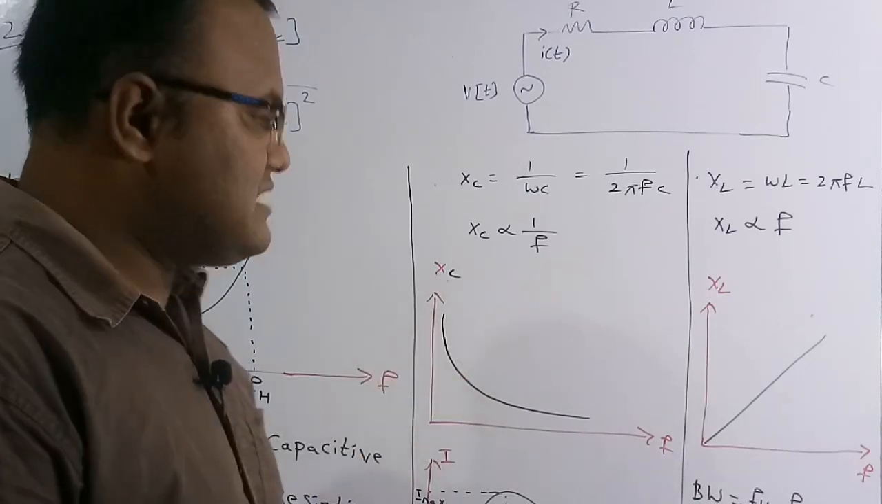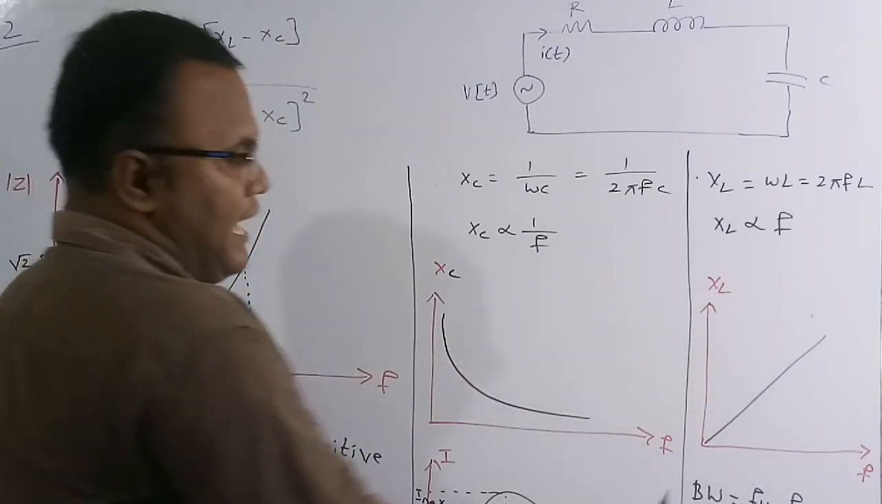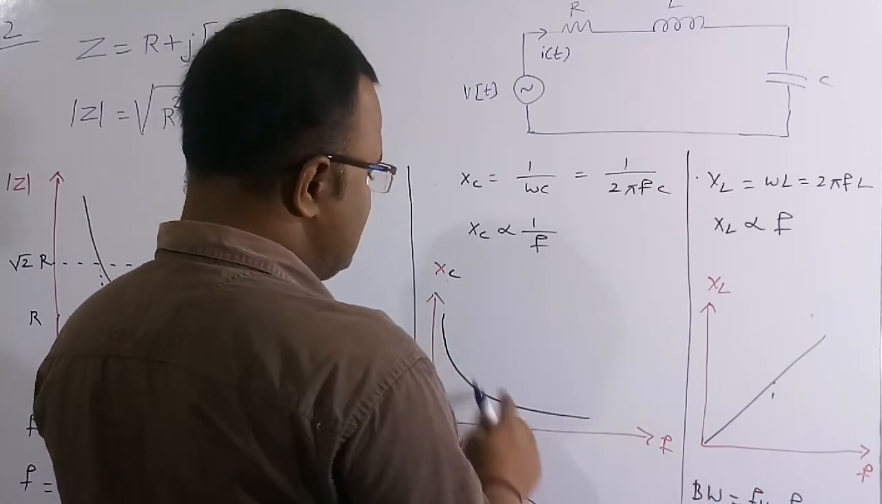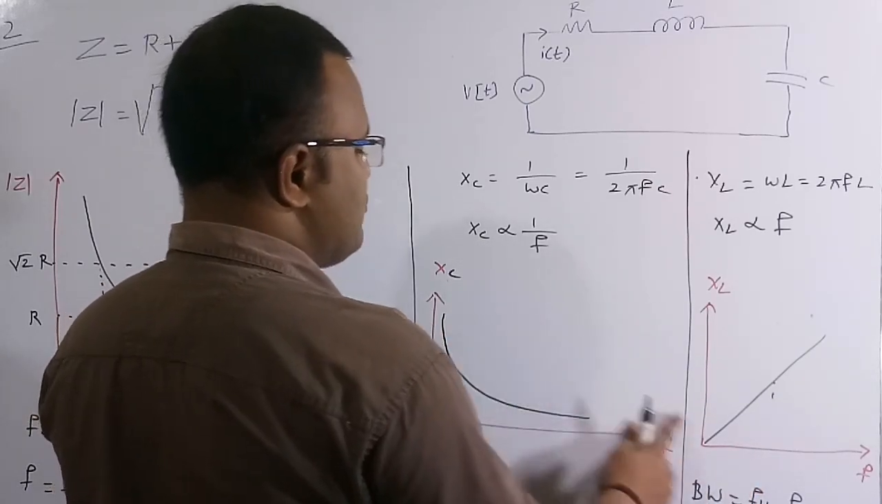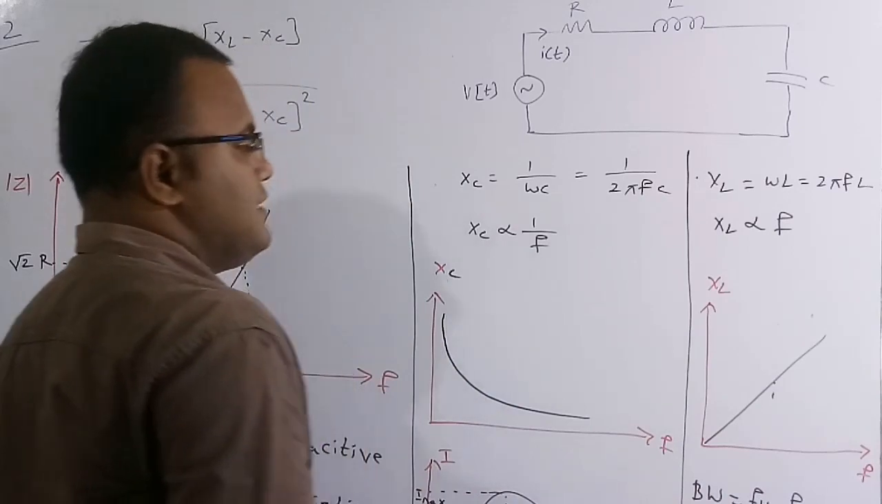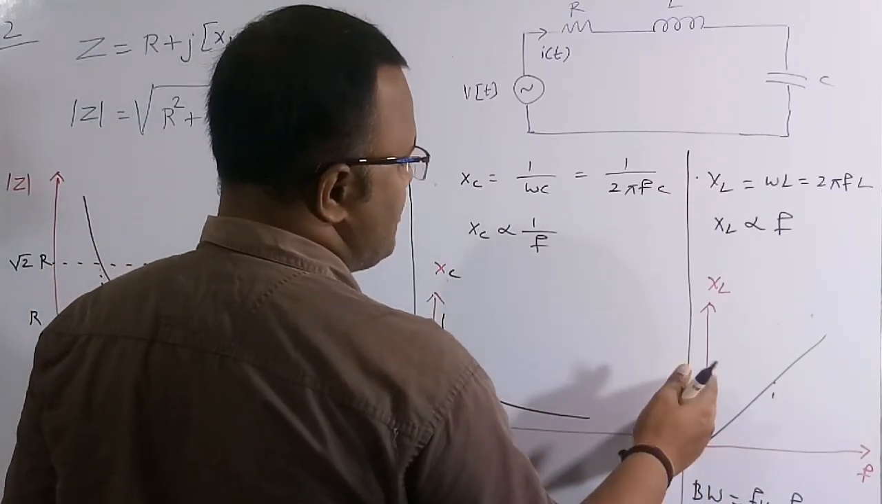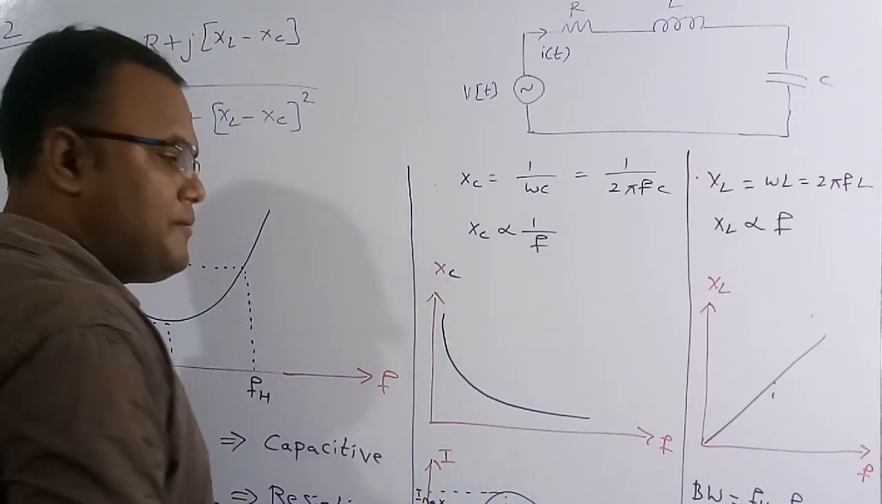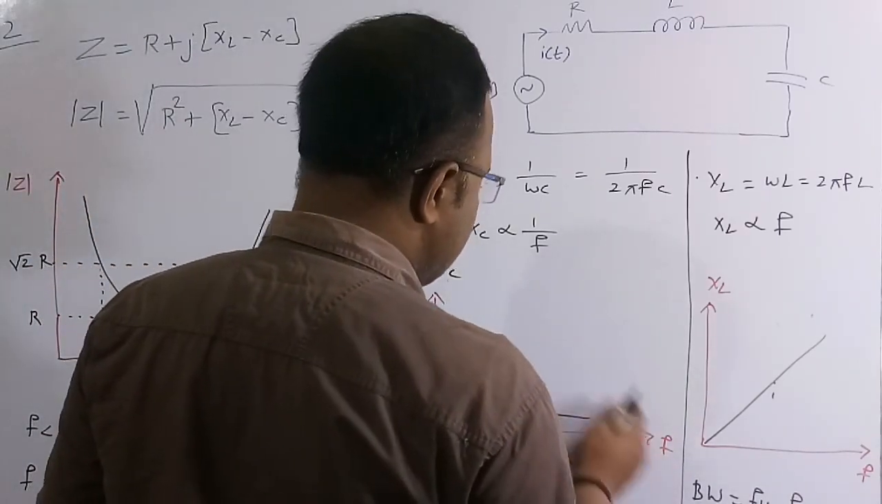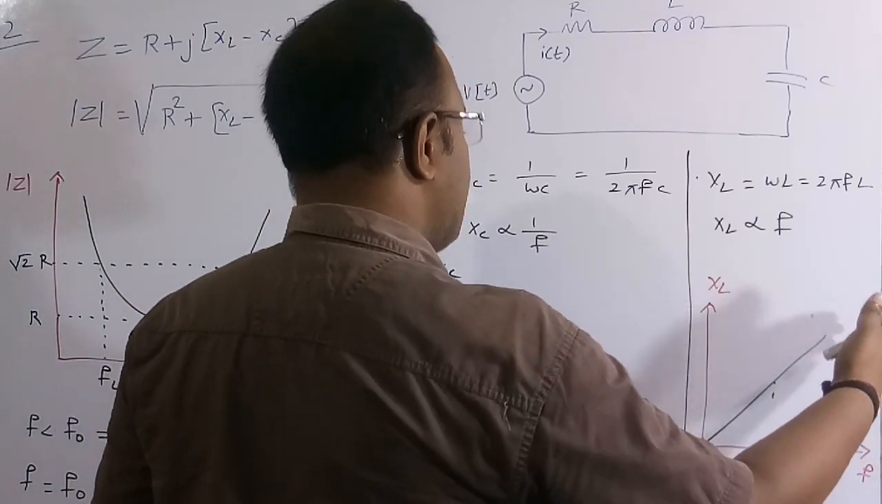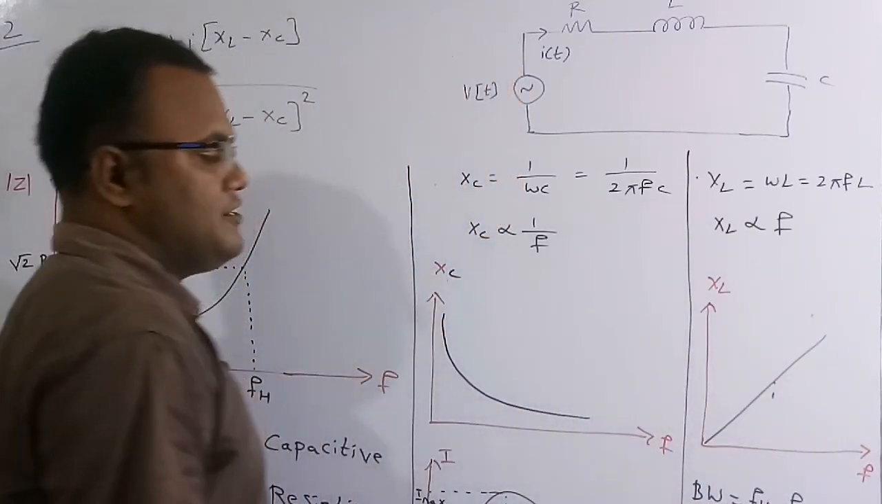Because of this nature, if you compare these two diagrams, at lower frequencies the capacitor has a high reactance when compared to the inductor. Therefore it acts like a capacitive circuit. At higher frequencies the capacitive reactance is very low, but the inductive reactance is very high. Because of this it is going to act like an inductive circuit.